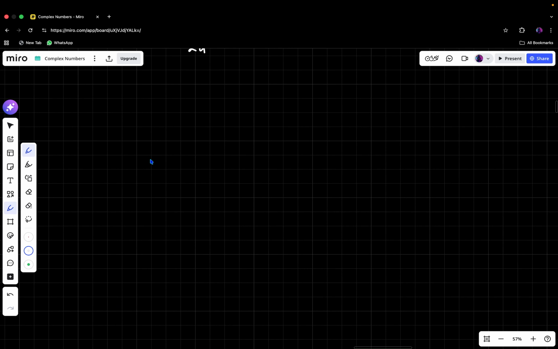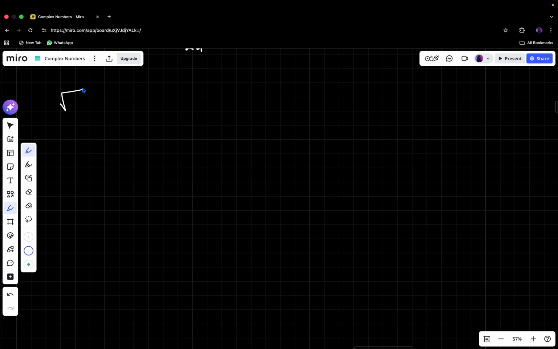If we go further and say, what is the square root of 9? You can simply say the square root of 9 is what? 3 times 3, which is simply 3. You pick out one number.